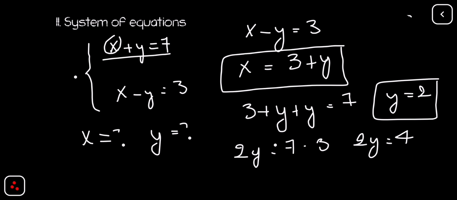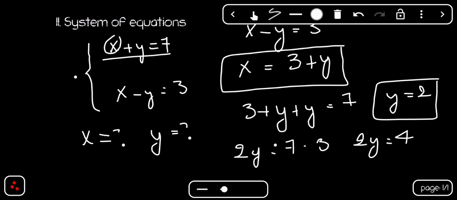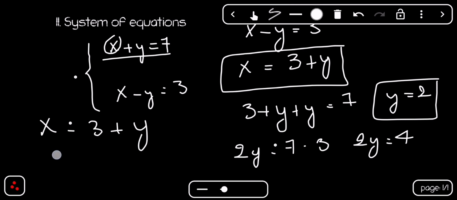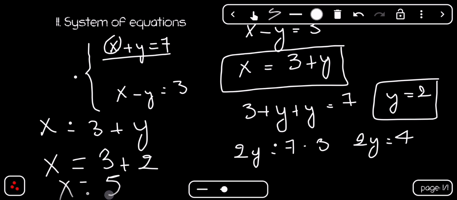And now we have to find the x. So let me just clear this part. We have x is equal, using this equation, 3 plus y. X is equal to 3 plus the value of y, which is 2, and in here we know that x is equal to 5. And the answer is this one. So the value of x is 5 and the value of y is 2.